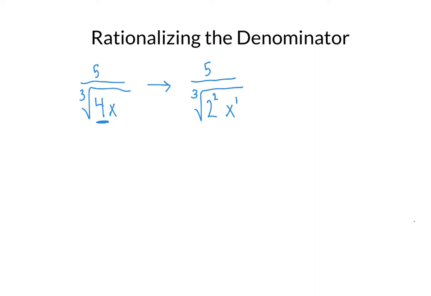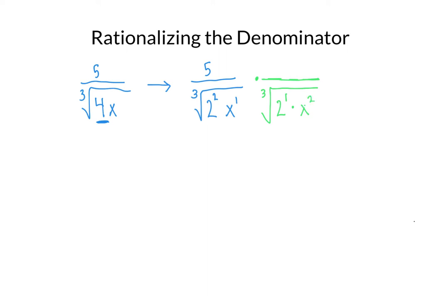Now what we want to do is we want to multiply our denominator by something that will allow us to cancel out that exponent and the radical. So what I'm looking for here is I want to make this 2 to the 2nd into 2 to the 3rd. So I need to say how many 2's do I need to multiply that by so that it is 2 to the 3rd. In this case, it would be 2 to the 1st. And then the same thing with the x's. I have x to the 1st, but I want that to be x to the 3rd. So I need to multiply that by x squared.